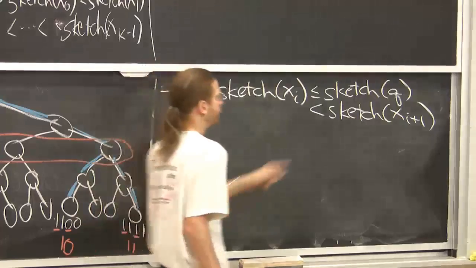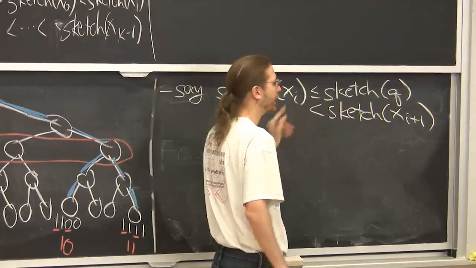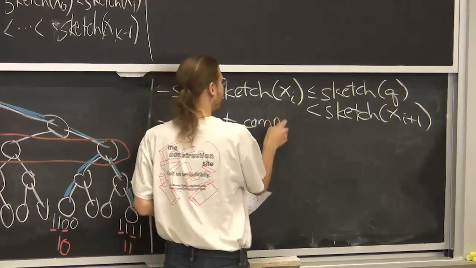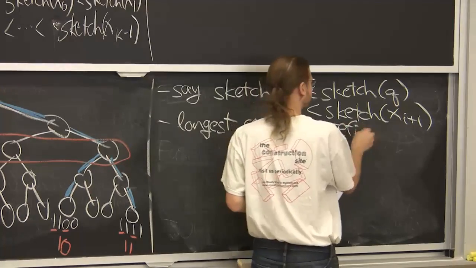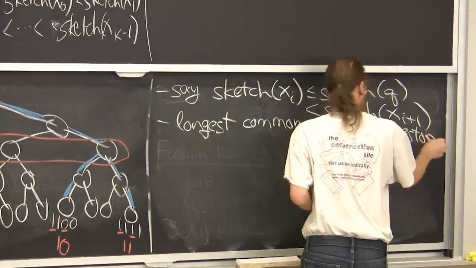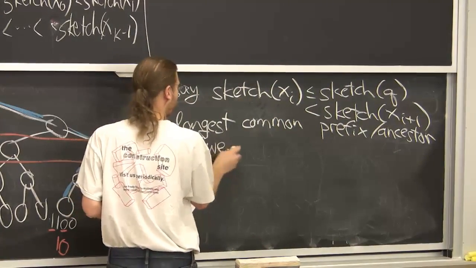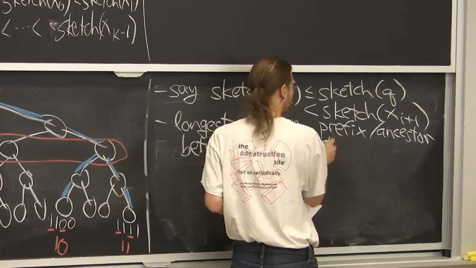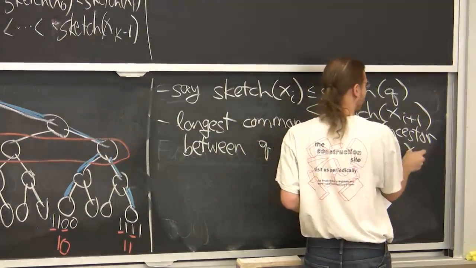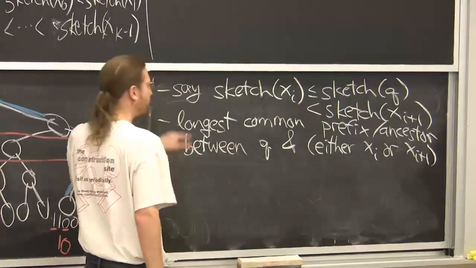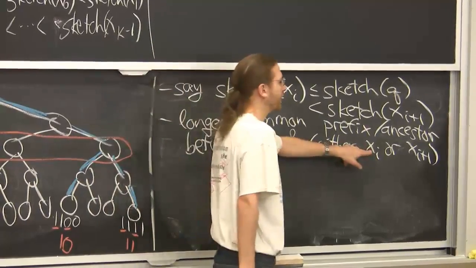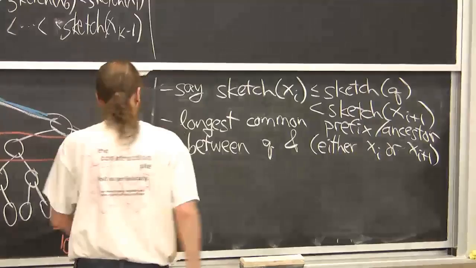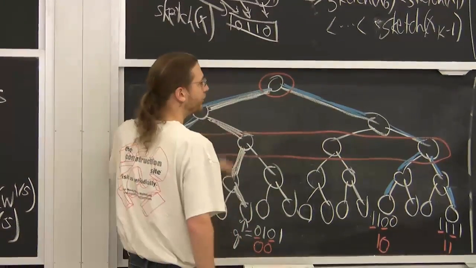Okay, so you figure out sketch of q fits here. I want to learn something about where q fits among the xi's. These may be the wrong answer, but I claim I can do something useful by looking at the longest common prefix of those words. So I want to compare q, not sketch of q, but the real value q, with either xi or xi plus 1. So I look at the longest common prefix of q and xi. I look at the longest common prefix of q and xi plus 1. Whichever of those is the longest, that's my longest common prefix. In the tree, it's the longest common ancestor, or lowest common ancestor, sorry.